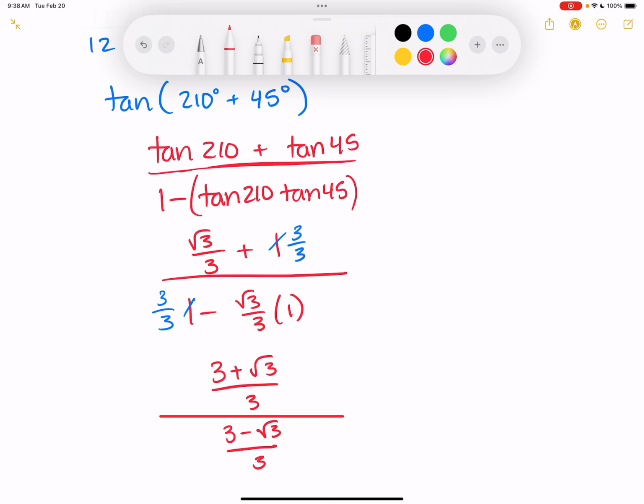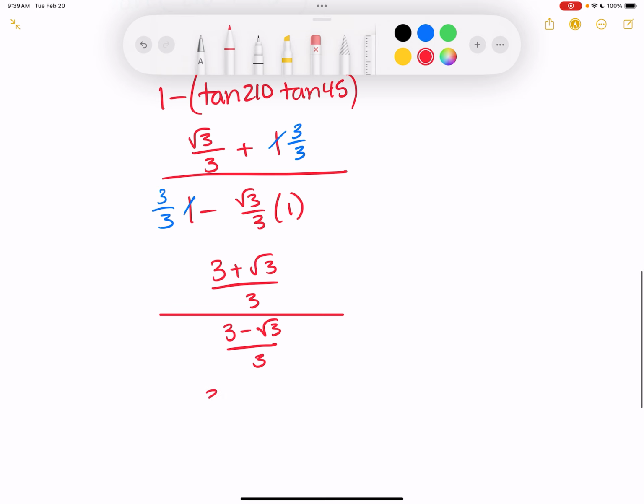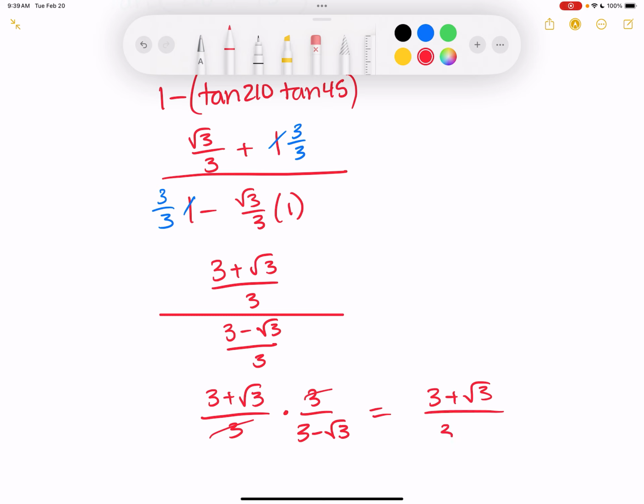Cube change flip. So it's going to be 3 plus root 3 over 3 times 3 over 3 minus root 3. The 3's cancel, so I'm left with 3 plus root 3 over 3 minus root 3. Now, do we think we're allowed to leave it like that? What might I need to do then? Multiply the top and bottom by 3 minus root 3. Almost.